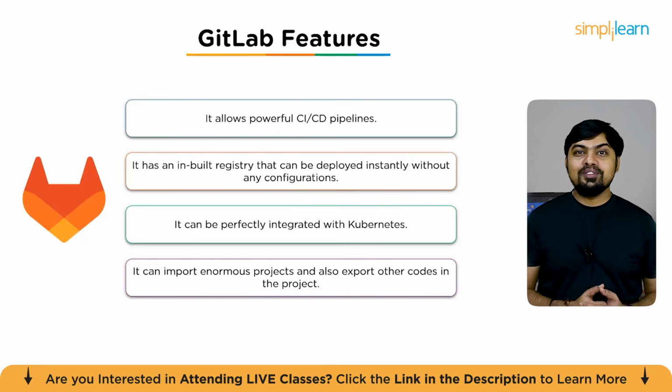GitLab has a rich reserve of Git repository along with several additional features. Here are some of the features of GitLab. It allows powerful CI/CD pipelines. It has an inbuilt registry that can be deployed instantly without any configurations. It can be perfectly integrated with Kubernetes. It can import enormous projects and also allow export with other codes in the project.